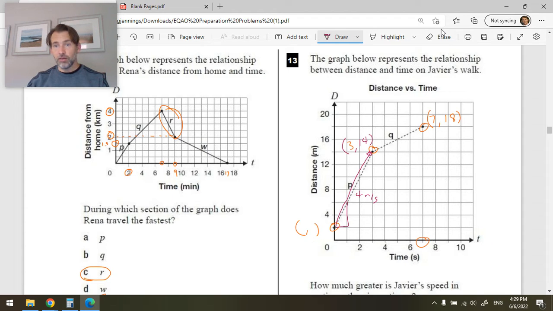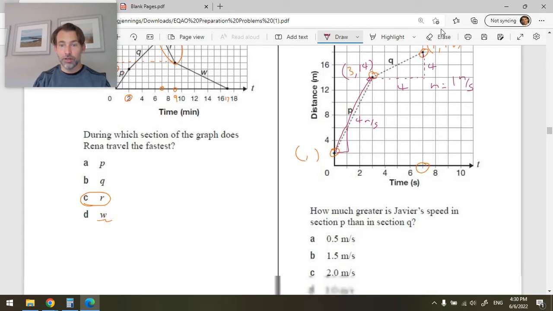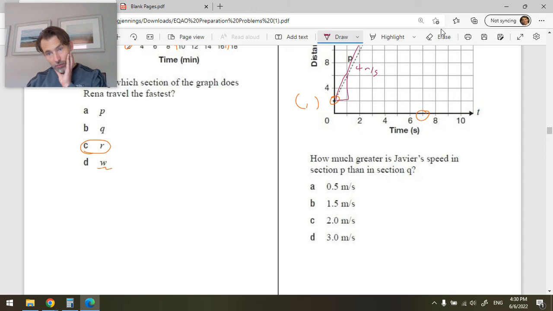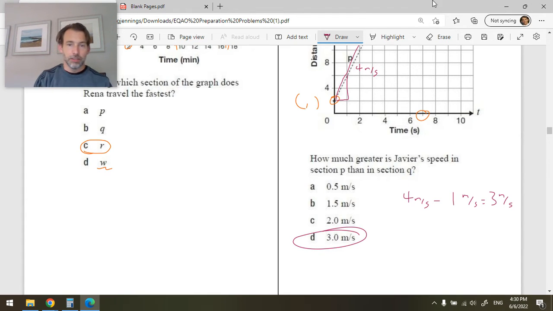And then he travels 4 meters here. So he goes from 14 to 18. So let's just draw our triangle on. This is 4. And then let's go here. That's 3 to 7, and that's 4. Okay. Oh, look, 4 and 4. That's actually a slope of 1. That's m is equal to 1 meter per second. So how much greater is his speed? Well, we would take his faster speed, 4 meters per second, and we want to find out the difference between that and his slower speed, which would give us 3 meters a second. Let's keep going.